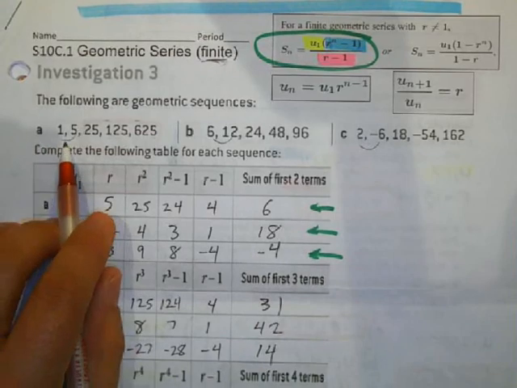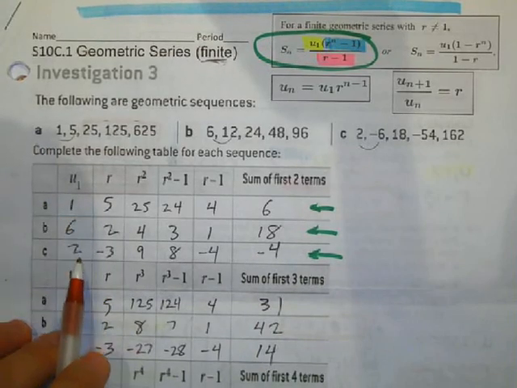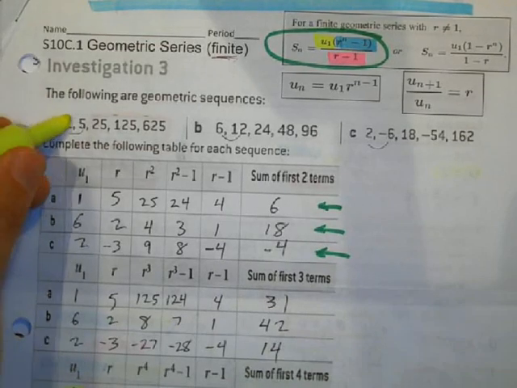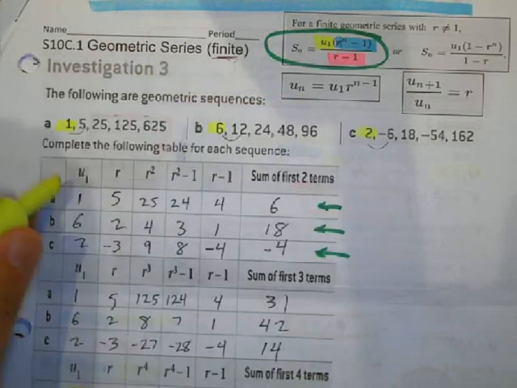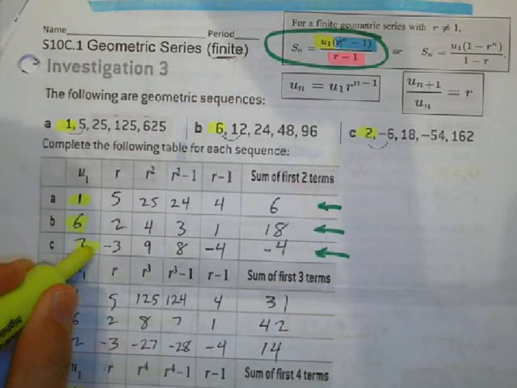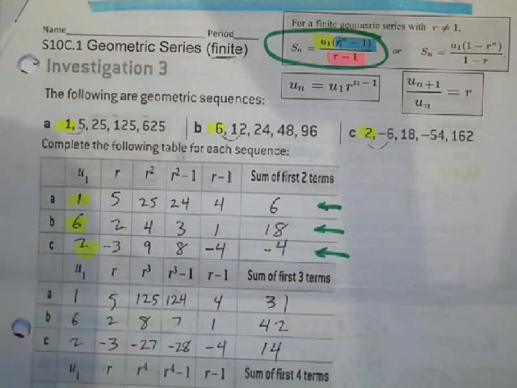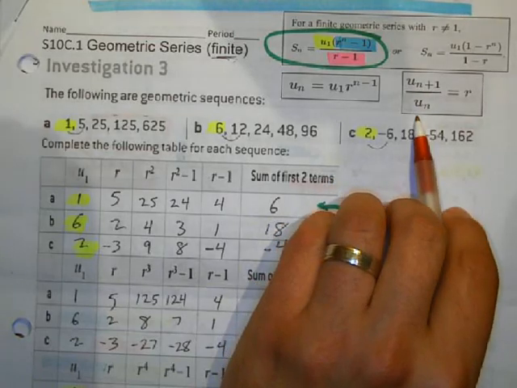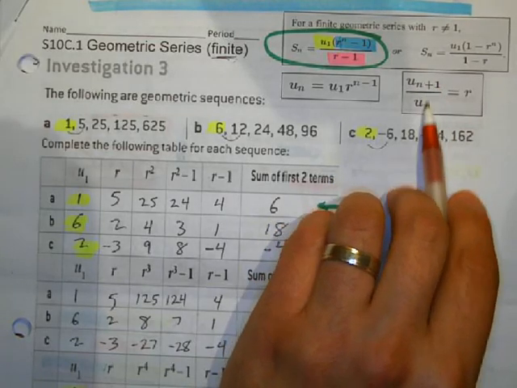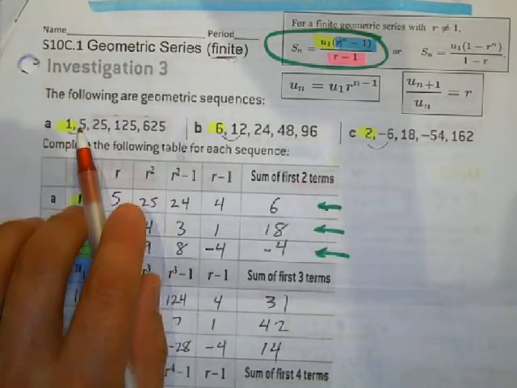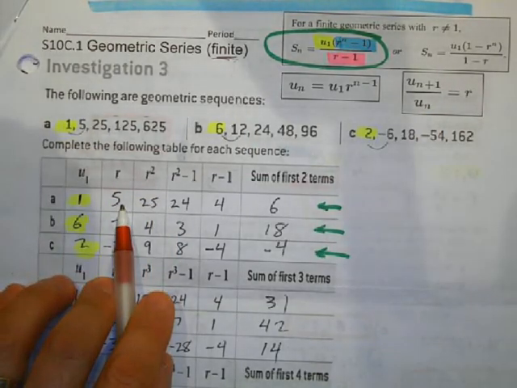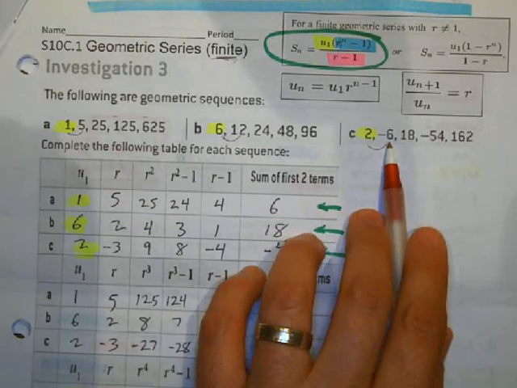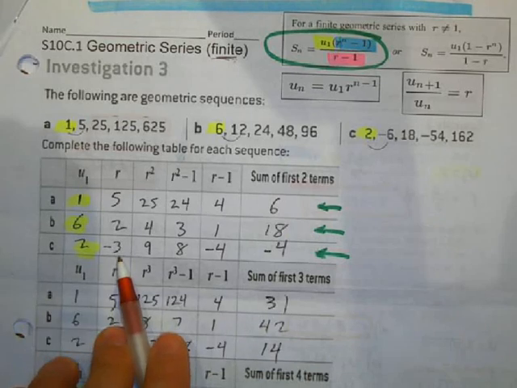So the first thing, U sub 1, we're writing the first numbers here. Our first numbers here are 1, 6, and 2, and I've listed these numbers here, as you can see. And then we say, okay, what's the R value? How do we figure out R? We take the second one and divide it by the first, or the fourth one divided by the third. If I do 5 divided by 1, my R value is going to be 5. If I do 12 divided by 6, my R value is going to be 2. And if I do negative 6 divided by 2, my R value is negative 3.